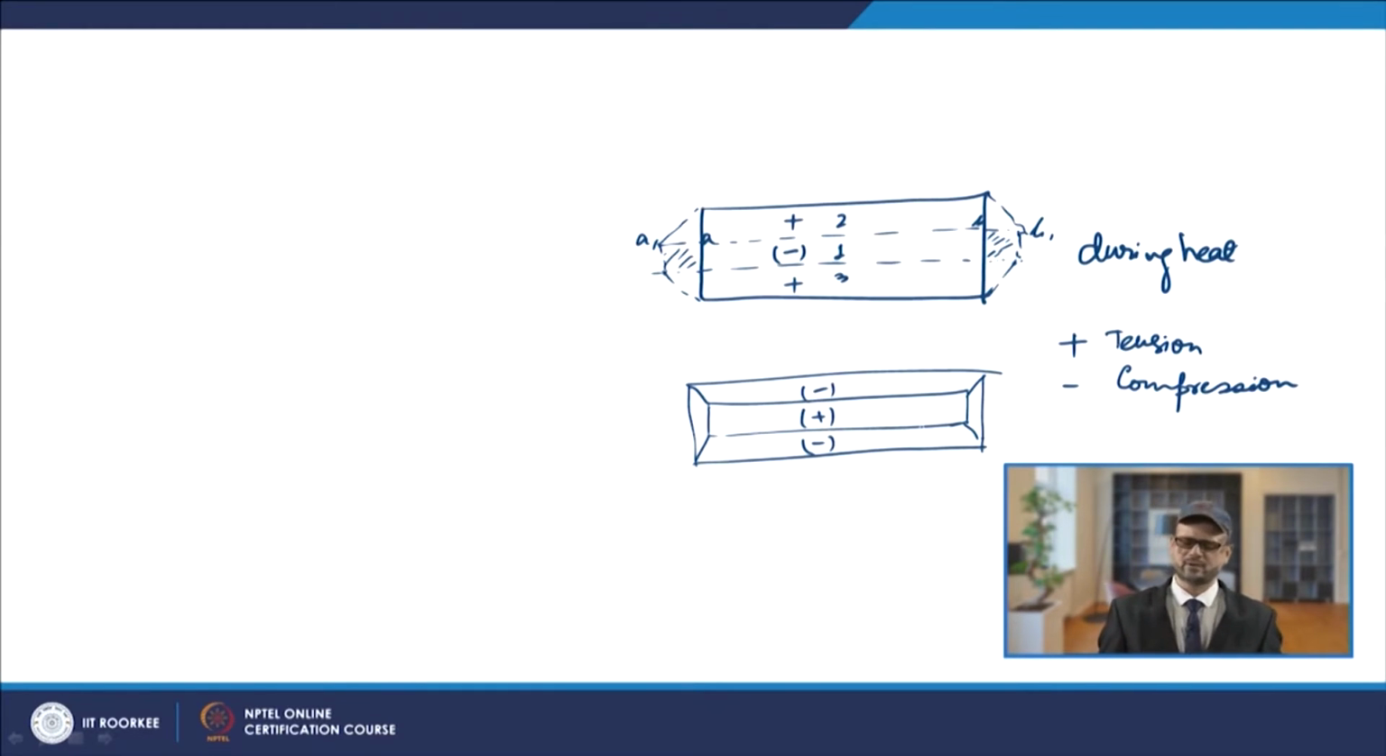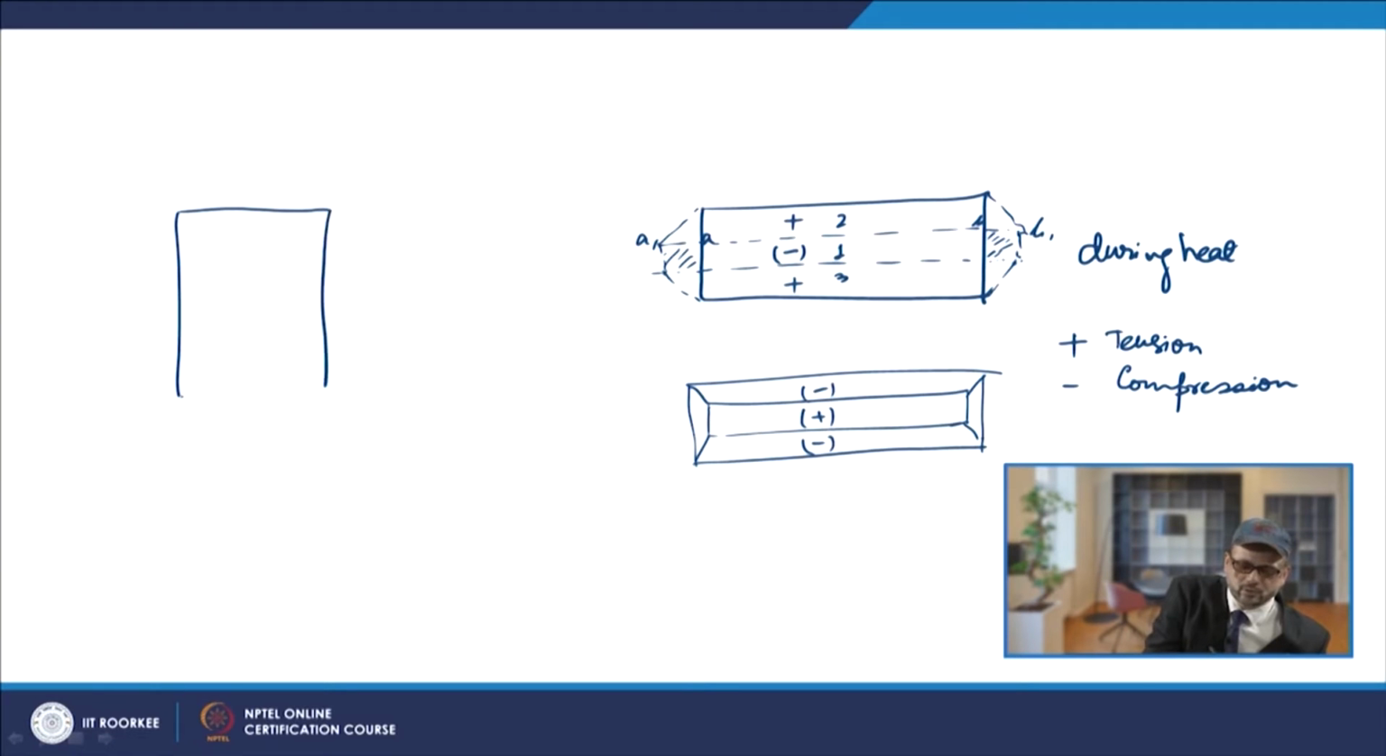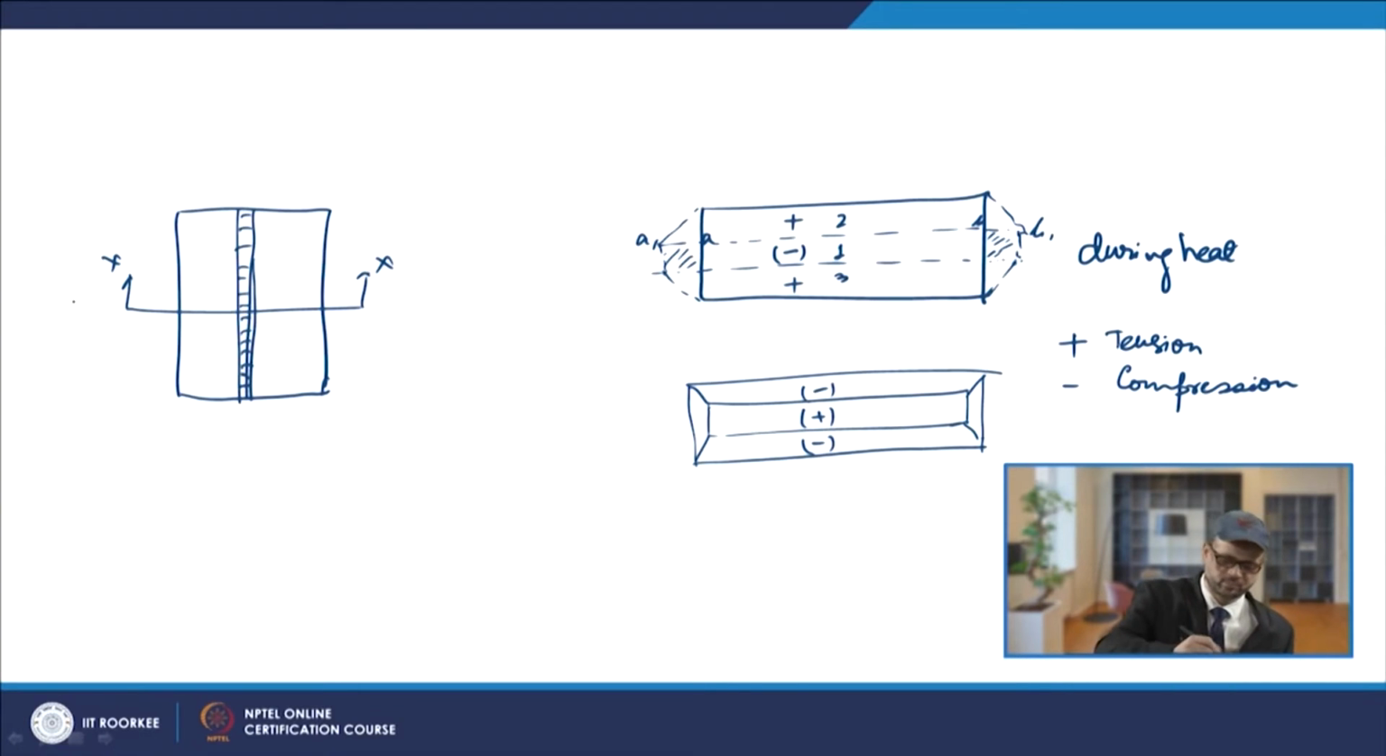Now, if you try to see the stresses and strains in butt welded plates, suppose you have a butt welded plate, and the welding is going along this line. So, this is your weld bead. If you take this section as x and this section as y.